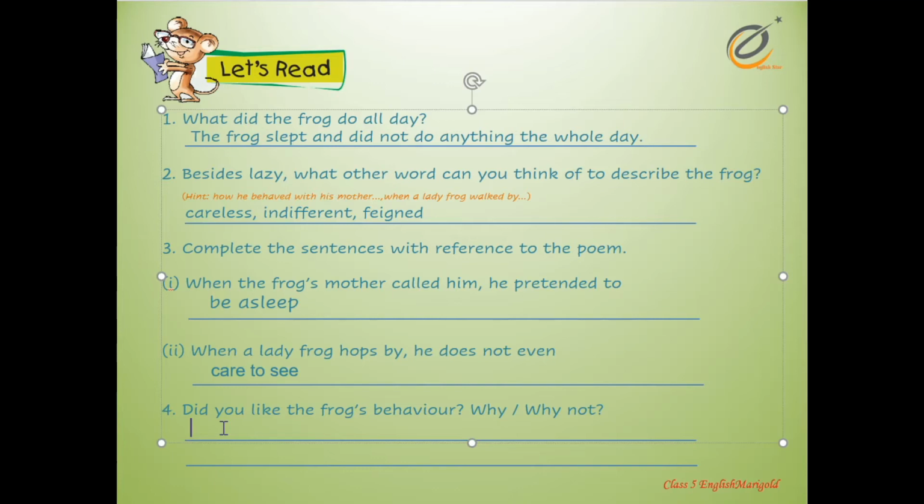Right, students? So with these questions, you can go through the poem again to find out the answers, and whatever I told about it, write it down in your notebook and revise. So let's move ahead.